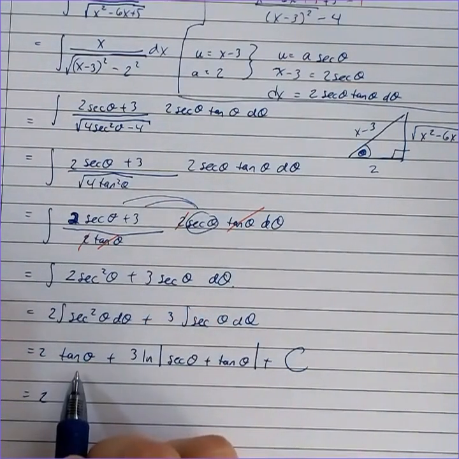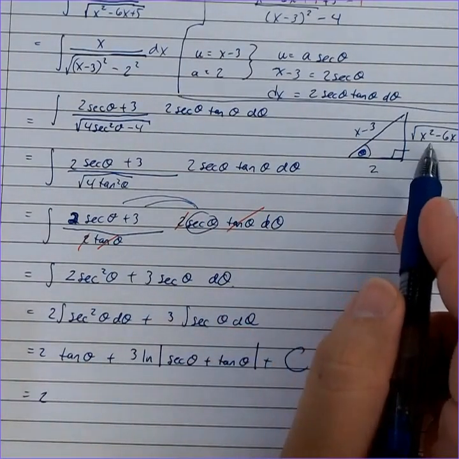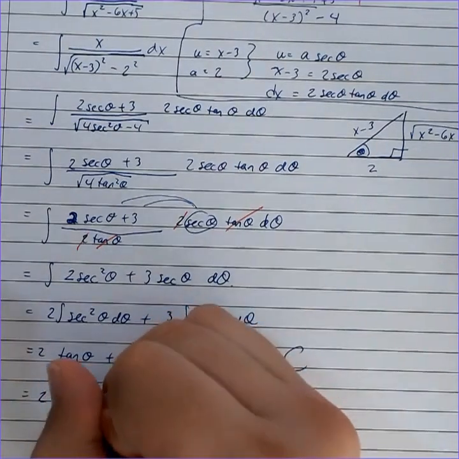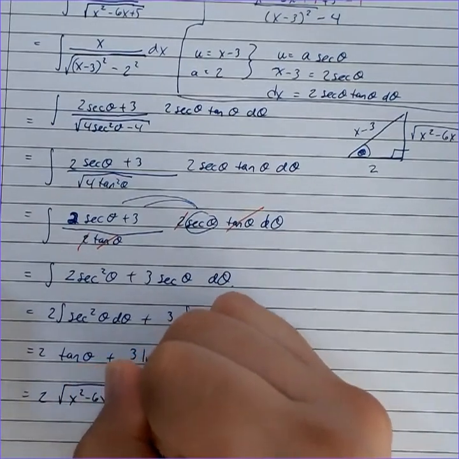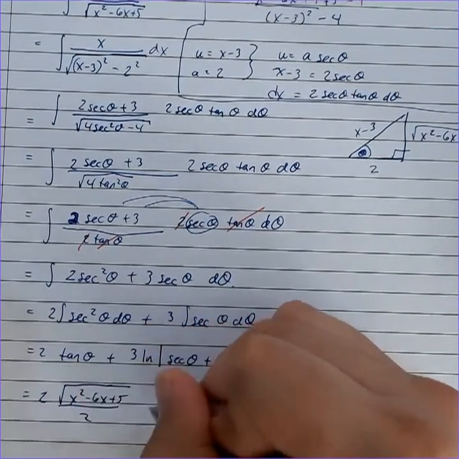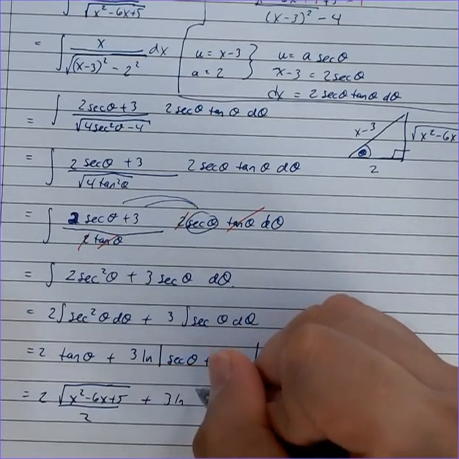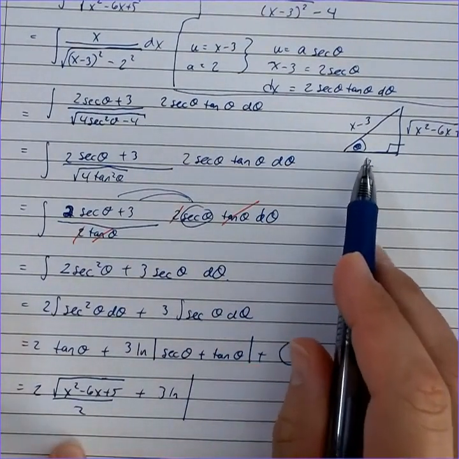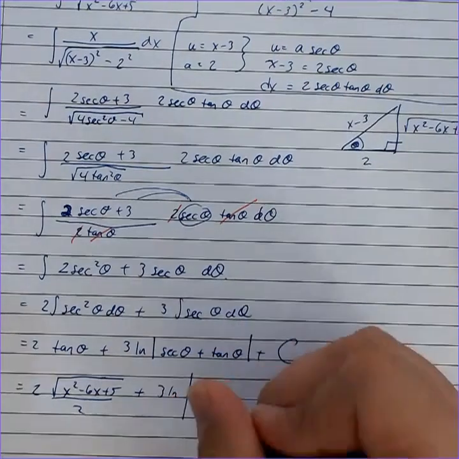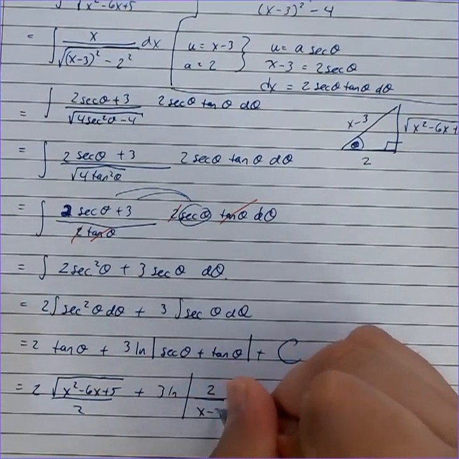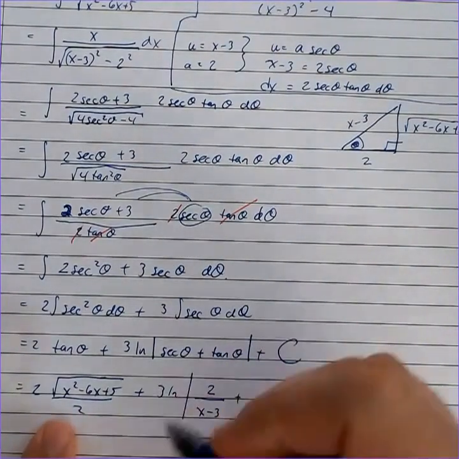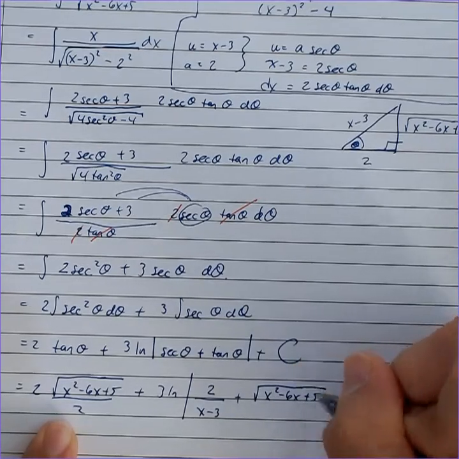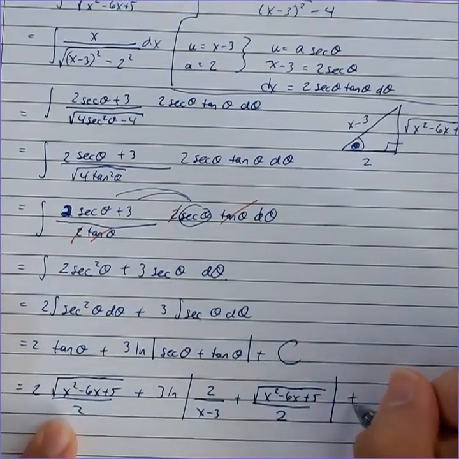2 times the tangent of theta. Okay, well, tangent of theta, that's the side opposite of the angle theta, divided by the length of the side adjacent to the angle theta. So that's square root of x squared minus 6x plus 5 over 2. Plus 3 times the natural log of the absolute value of secant of theta. Well, that's going to be the side adjacent to the angle theta, divided by the length of the hypotenuse of the triangle. So that's going to be 2 over x minus 3, plus the tangent of theta, which is the one we just saw. Plus our constant of integration.